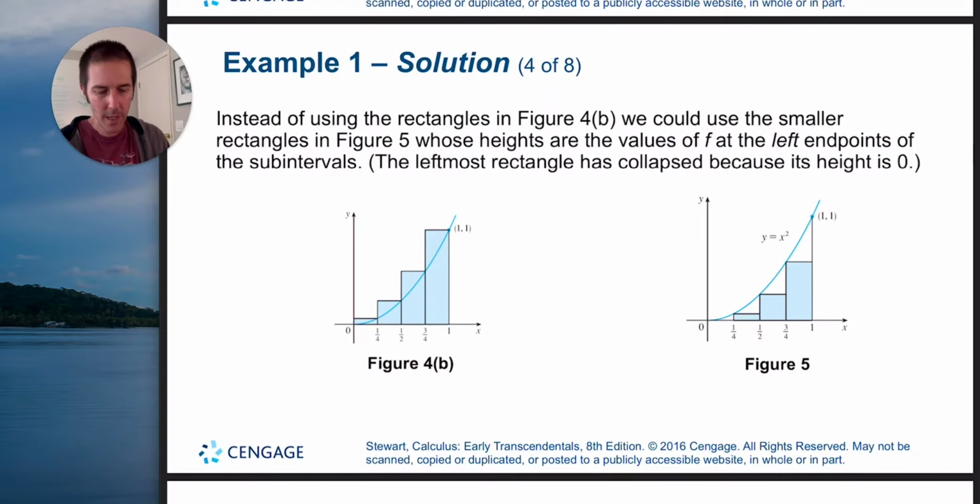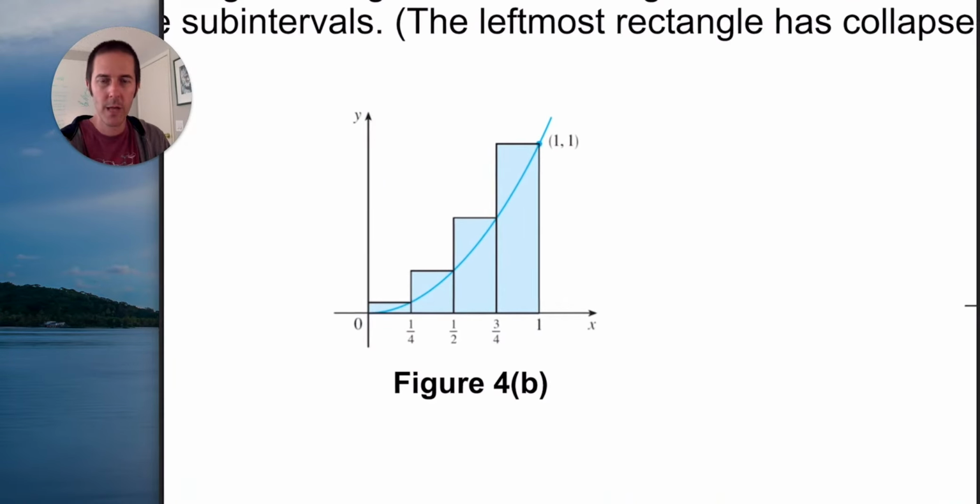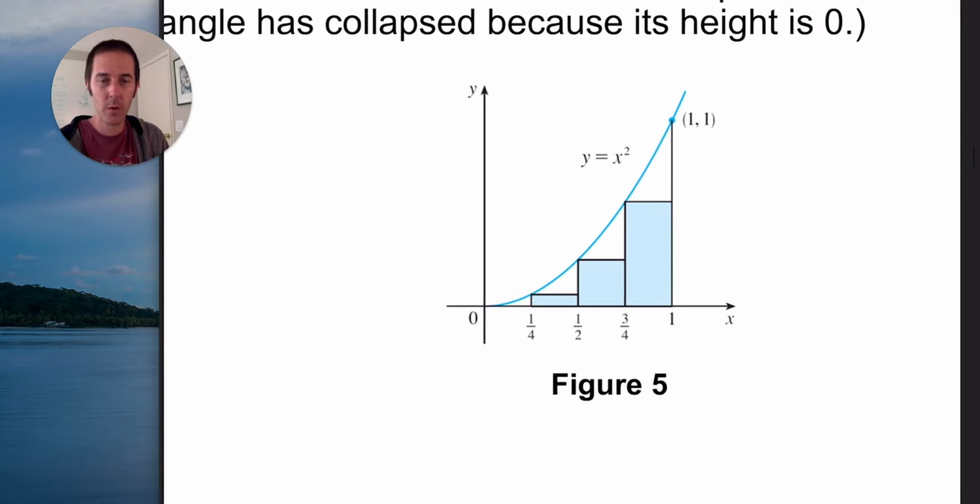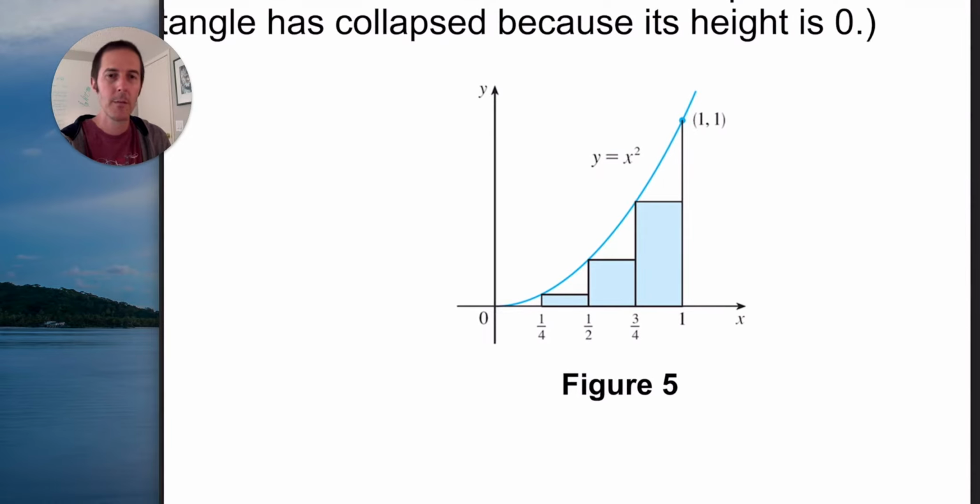Instead of using right endpoints, which is what happened in the scenario that we just worked through, we could use left endpoints, and that's going to be capital L sub 4. We're using the left, let's say the left x coordinate of each rectangle in order to determine the height of the rectangle. I wouldn't normally do this, but I think it's going to be helpful.